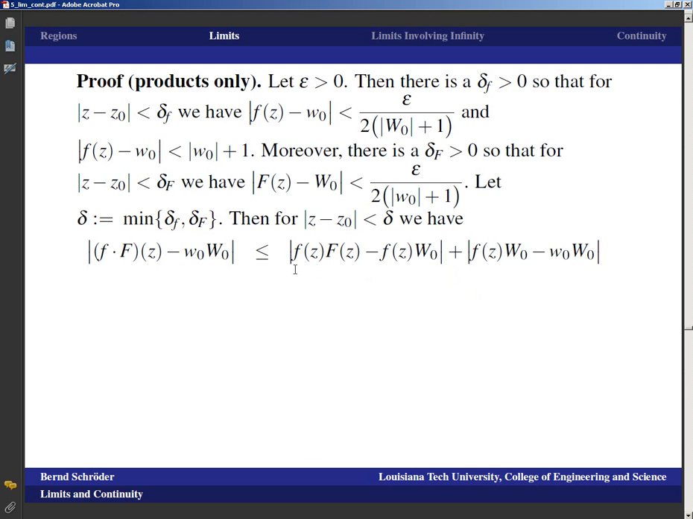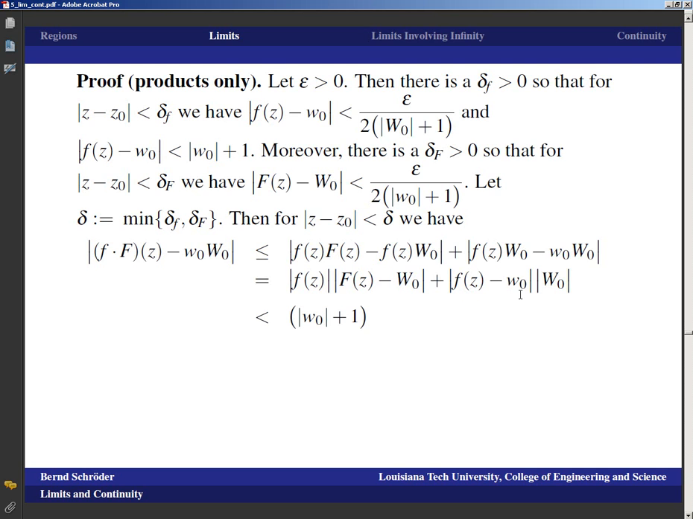in such a way that I've got |f(z) times F(z) minus f(z) times W0|, that's one absolute value, and |f(z) times W0 minus w0 times W0| as another absolute value. And the inequality works out because obviously I've used our new best friend, the triangular inequality. Okay, now I can factor stuff out. I can factor the f(z) out here, and I keep F(z) minus W0. But that's something I can control. That's good. And here I can factor out a W0, and I keep f(z) minus w0. But again, that is a term that I can control.